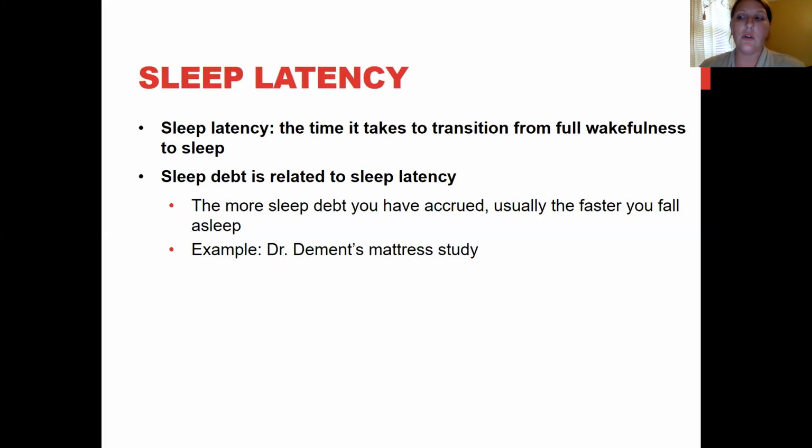After realizing this, Dement realized that he probably should have looked at different populations. He probably should have looked at maybe middle-aged women or older adults, who typically have a longer latency and perhaps don't have the sleep debt accrued like a college student would. So how much sleep debt you have accrued is going to reflect how long it takes you to fall asleep. And typically, if you're sleep deprived, you're going to fall asleep pretty quickly.